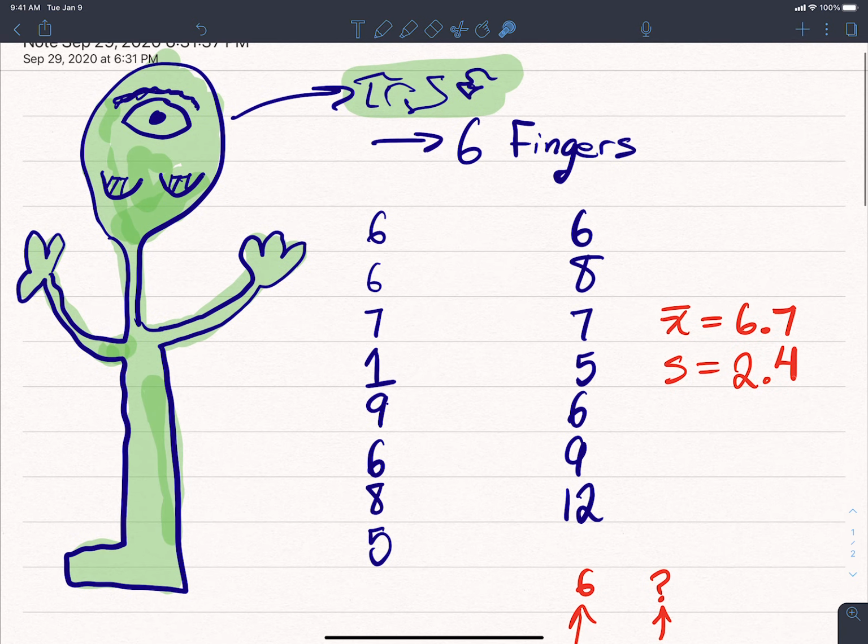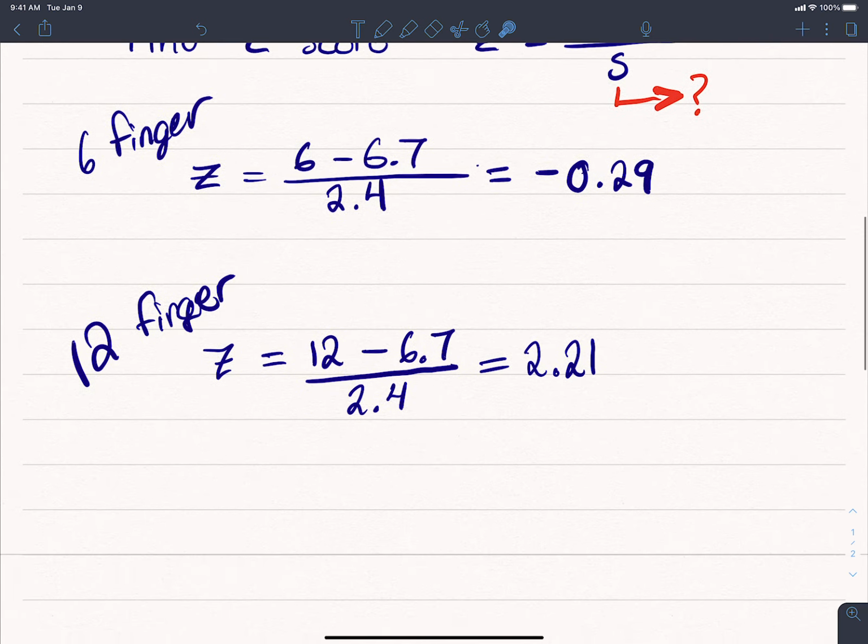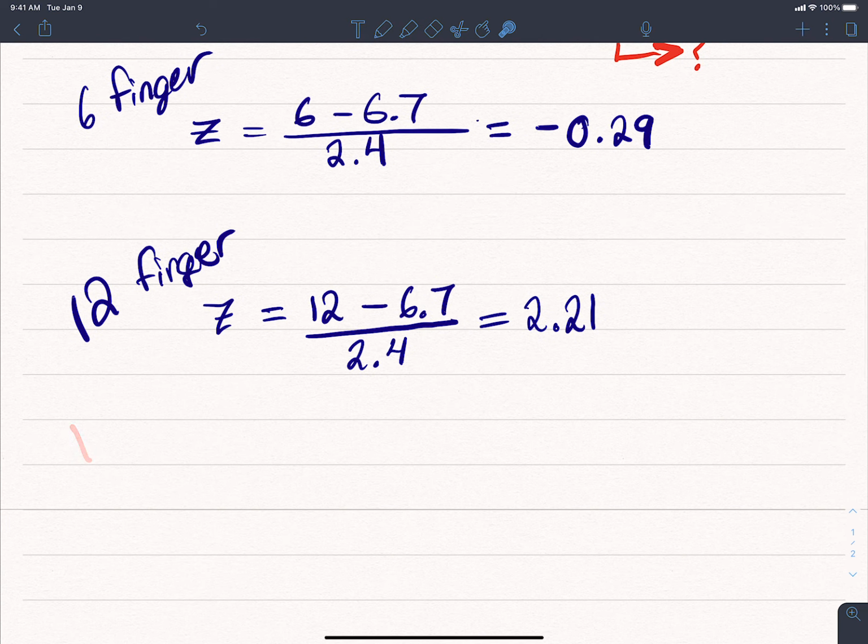What other value might we consider? Which other one might we consider? The one with 1 finger, right? Yeah, and what you all did made total sense. We know what the middle is. The middle is about 6 or 7 fingers, 6.7 fingers, which is about 7 fingers. I don't know if these aliens can have half of a finger, but it's 6.7 fingers in the middle. So we know which 2 are on the extreme sides. The alien with a whole bunch of fingers is number 12. The alien with not a lot of fingers is number 1. Right? So let's find the 1 finger z-score.